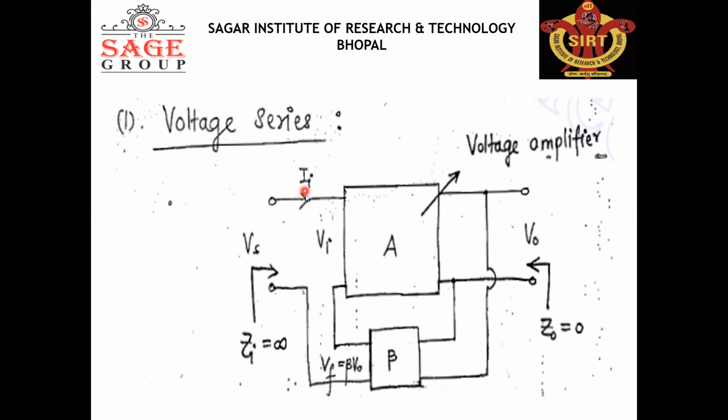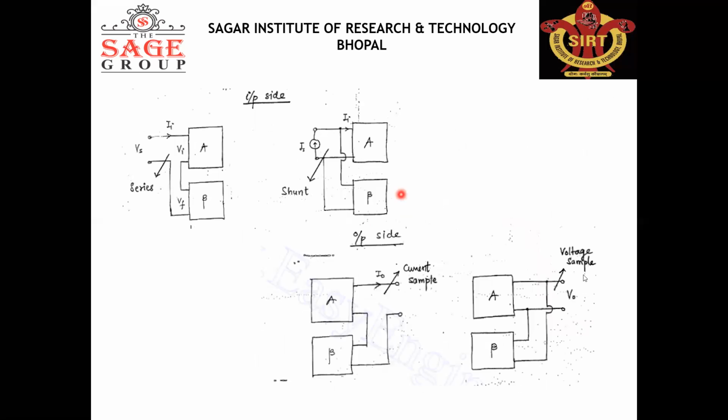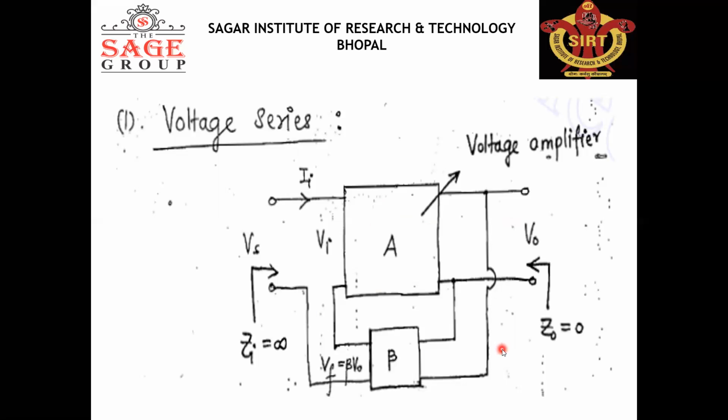So here this is the input, this is the amplifier, this is the output. So voltage series. Sampling is done in the form of voltage, and we have noted that when sampling is done in the form of voltage, the output should be connected in parallel form. Amplifier and feedback network should be connected in parallel form. So here we can see that amplifier and feedback network are connected in parallel form, right?